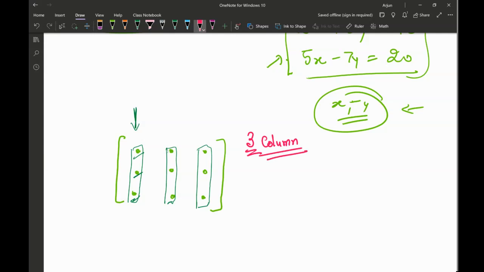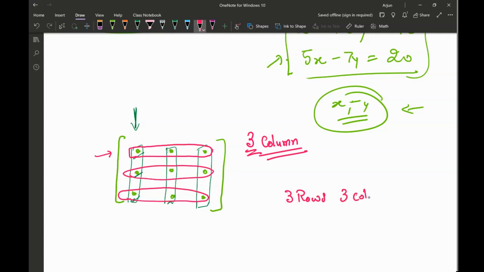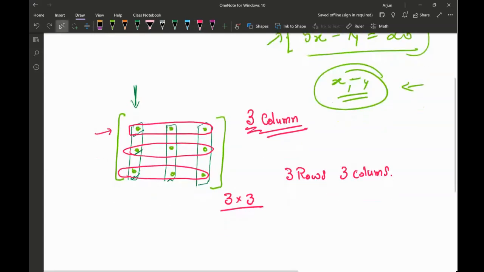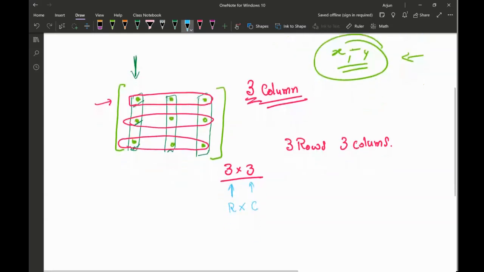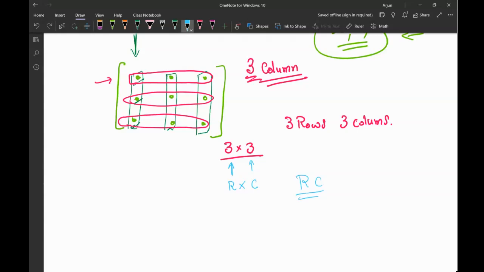Now, the second part of the matrix is the row. These three horizontal dots comprise one row, and this is another row, and this is the third row. So this matrix has three rows and 3 columns. Now I can write this matrix as a 3 by 3 matrix also. What is the meaning of a 3 by 3 matrix? The first 3 represents the number of rows, and the second one represents the number of columns. So RC, this is the form in which it is represented.